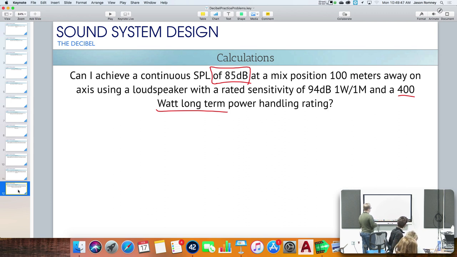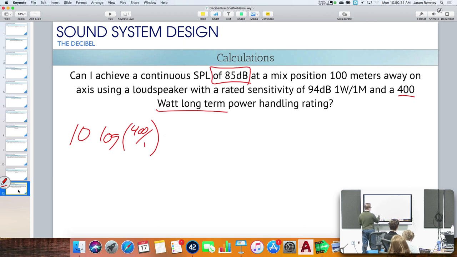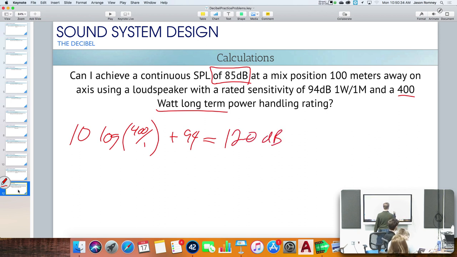Well, yes, exactly, that is the thing, but there are a few steps there. The first question I would want to answer is, if it does 94 dB at 1 meter with 1 watt, how many dB SPL does it do with 400 watts at 1 meter? That would be the first thing I'd want to know. So that's going to be 10 times the log of 400 divided by 1, plus 94. What's that? 120. Is that right? Anybody else get that?